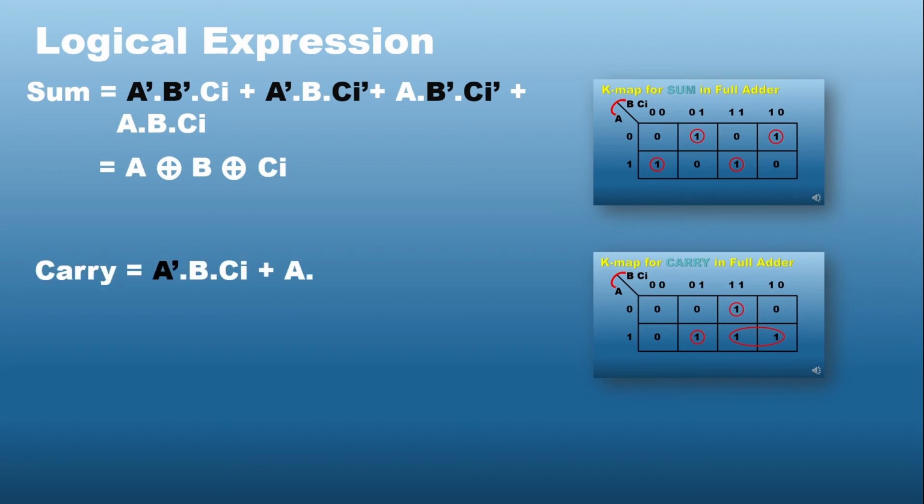Now for carry we will write A complement dot B dot Ci plus A dot B complement dot Ci plus A dot B. Here in this expression the first 2 terms belong to those 2 high outputs which were marked separately. Now if we see the grouped outputs, we will observe that only Ci is changing its value in that grouping. So we will neglect Ci and hence the third term will be obtained as A dot B. Now by taking Ci common from the first two terms, the expression will be A dot B plus Ci dot (A XOR B), or A and B or Ci and A XOR B.